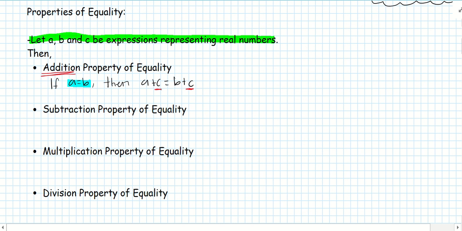Whatever you add that wasn't there before, whatever you add on one side of the equation also needs to be added on the other side. Okay, so again, it always has to be balanced.